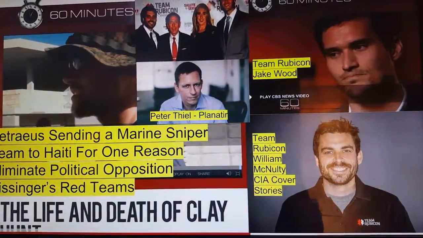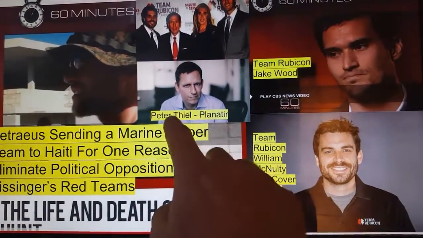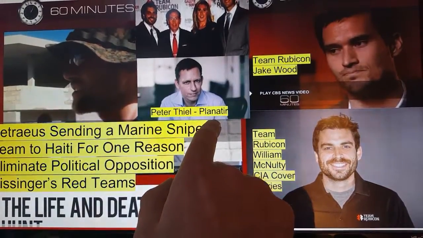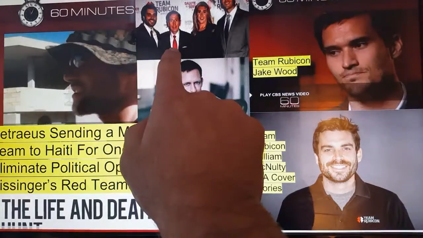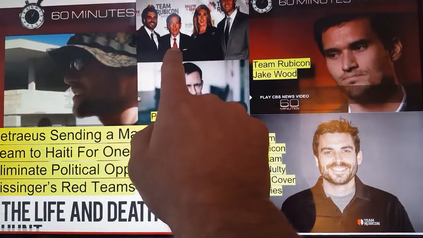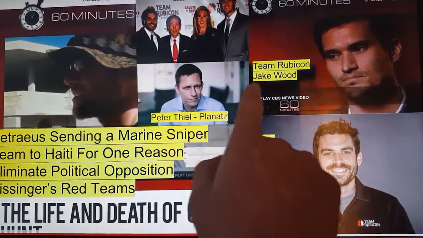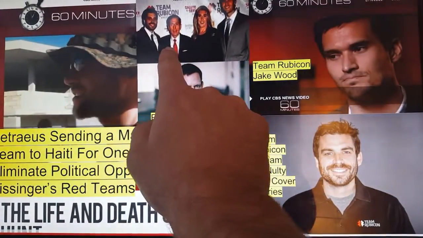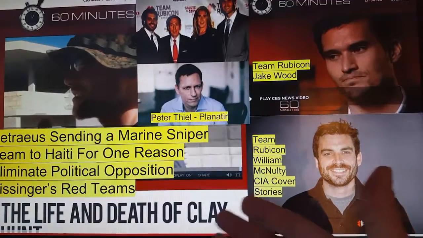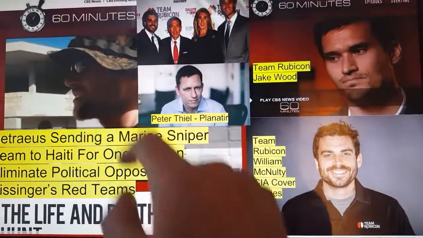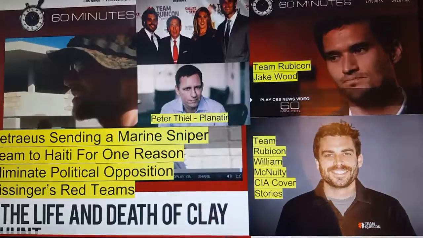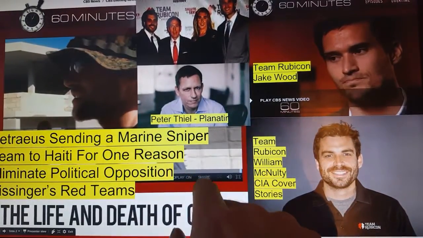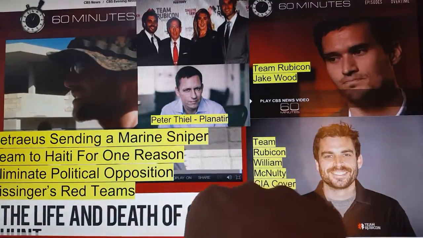So here's Team Rubicon. At the center of it all is going to be Peter Thiel. You'll probably remember him from the Republican convention. Now, David Petraeus joins Team Rubicon, which is going to be two guys, Jake Wood and William McNulty, in 2013. My assertion here is that in those emails between Hillary and David Petraeus, you're going to see the activities of Team Rubicon, and that the activities actually start in 2010 for this operation.